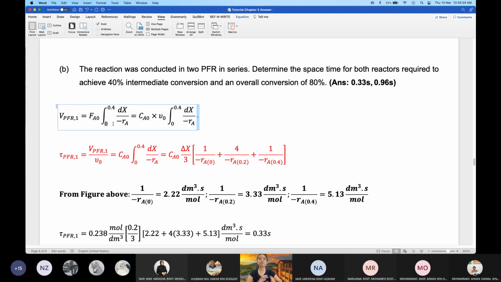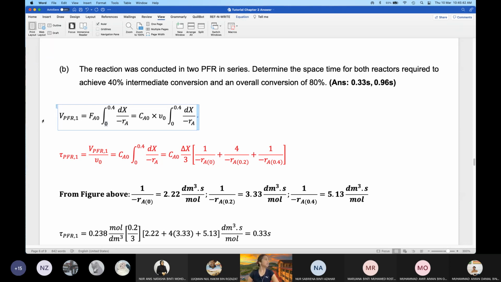Okay. However, kalau kamu ingat, space time semalam saya ajar kamu, space time tau equals to volume reactor over initial volumetric flow rate, V per V0. V besar tu volume, V0 tu volumetric flow rate. Baru kita dapat kita punya tau. So kalau kamu perasan, kalau kita nak cari tau, means dalam equation saya dah kena ada volume dan volumetric flow rate. Selagi tak ada volume, tak ada initial volumetric flow rate, tak mungkin saya akan tahu tau.